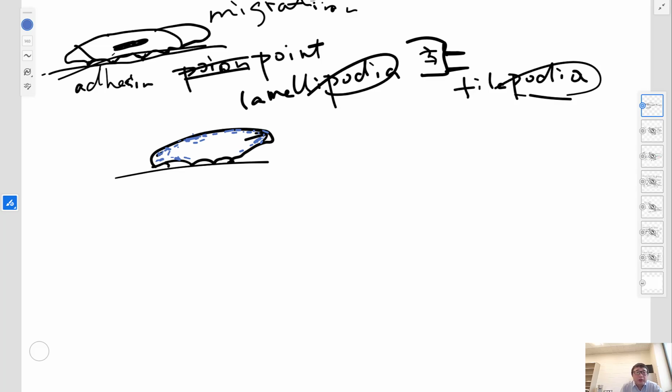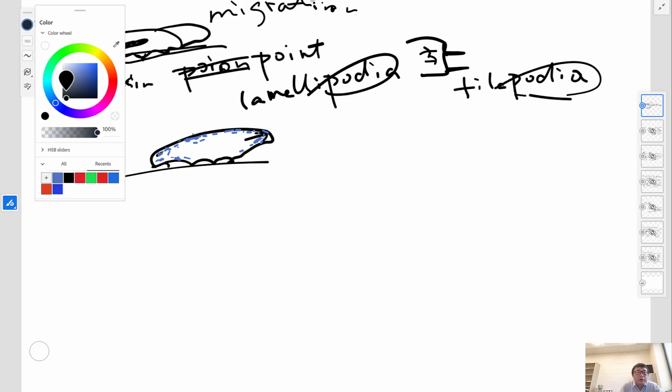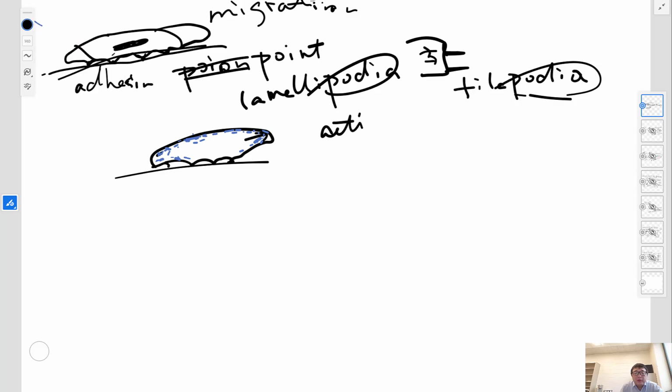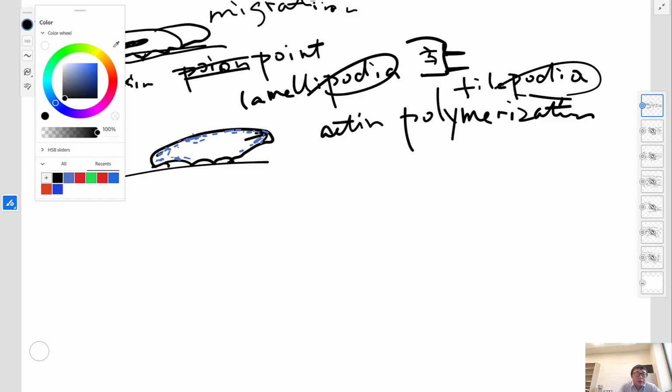And this is called actin polymerization. This is a relatively slow process, except for some special cells that can move quite fast, which is the neutrophil. And most of the others are moving very slowly by this way, actin polymerization. Right? And also in some other cases, let's use the blue one again.